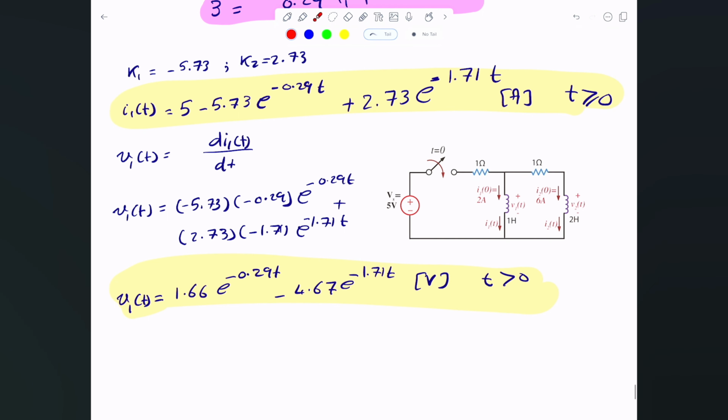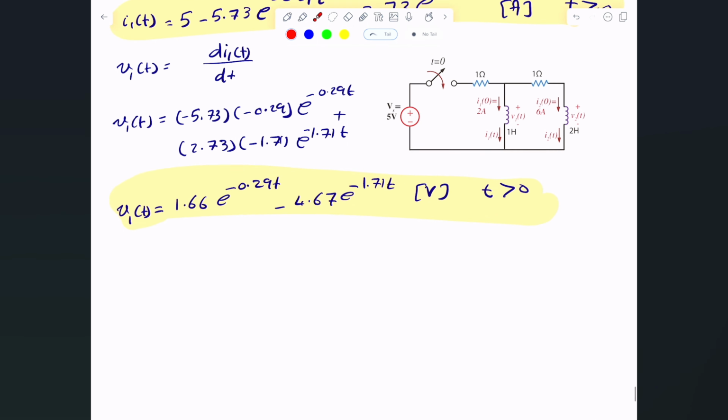I'm assuming the voltage is similar. Voltage initially, you can substitute this to be 0, this to be 0, and hopefully you get negative 3. Yeah, approximately you get negative 3. And then at infinity, in both cases, we get 0 because that's a wire. The voltage across it will be 0, which is good. And we can see it in here.